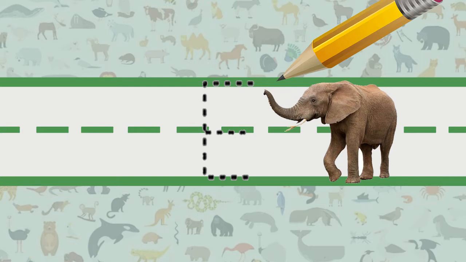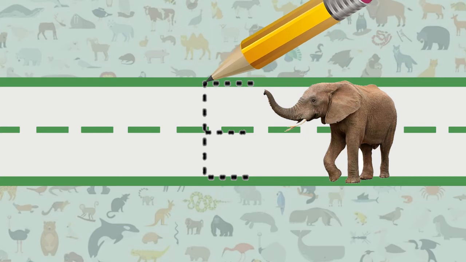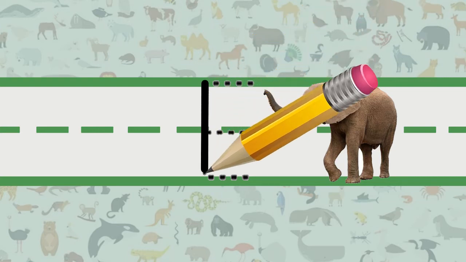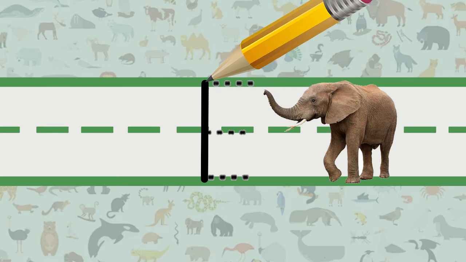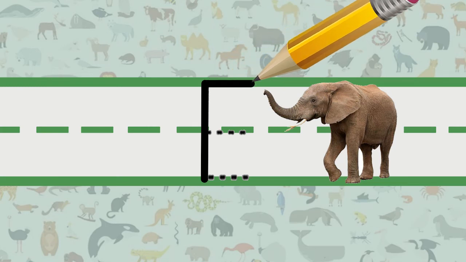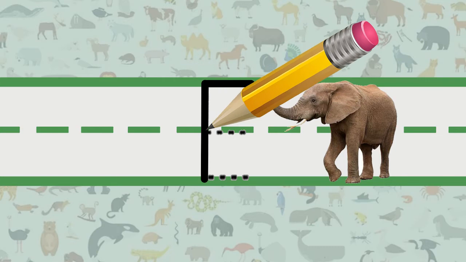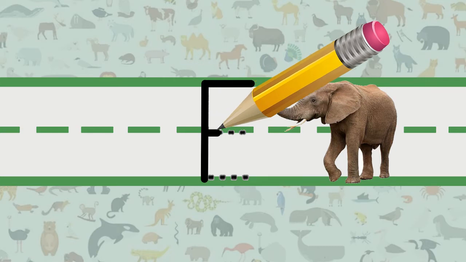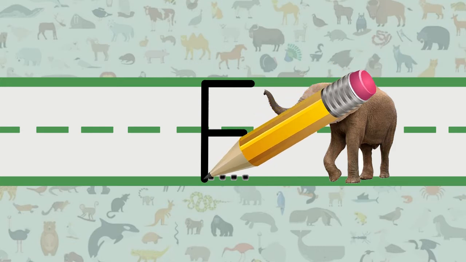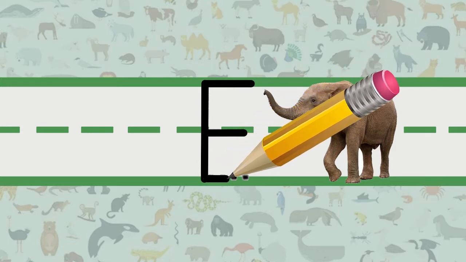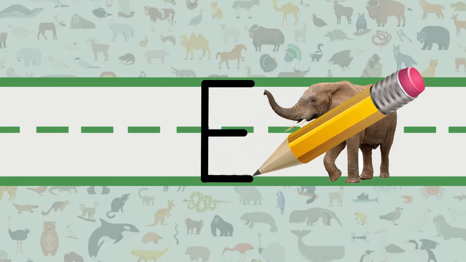For capital E, or big E, start at the top and draw a straight line down to the bottom. Then go back to the top and draw a straight line to the side. Then go to the middle, draw another straight line to the side. Then go to the bottom and draw another straight line to the side.